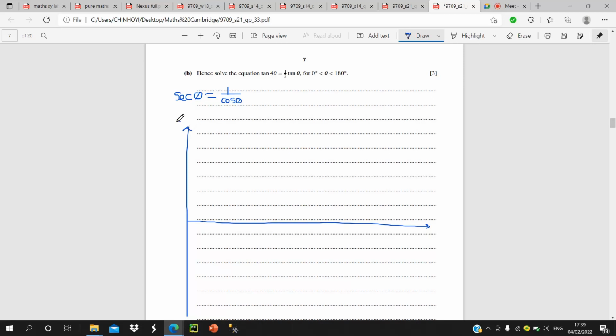So here I want sec theta. Here is where I have my theta. And what's the maximum value for cos? It's 1, right? Then I put my maximum here. I have my 1 here, and here I've got my 0, and here I would have my minus 1.